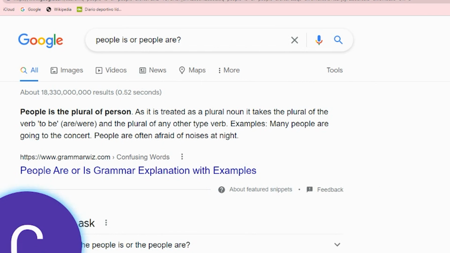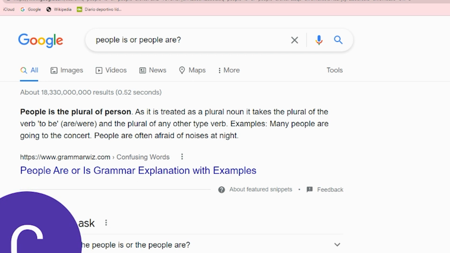Something else you can do is asking Google. For example, you can say, people is or people are? Chances are that question has been asked before and that you will find the answer quickly. For example, here we get this answer. People is the plural of person. As it is treated as a plural noun, it takes the plural of the verb to be, are, were, and the plural of any other type of verb.